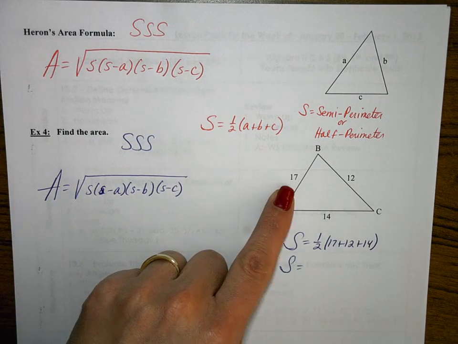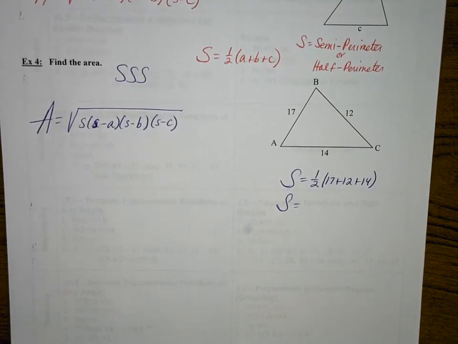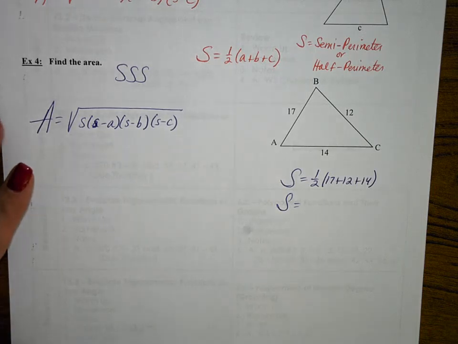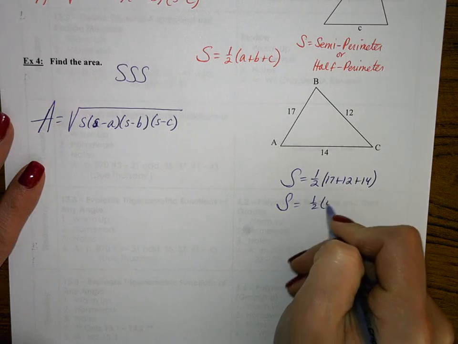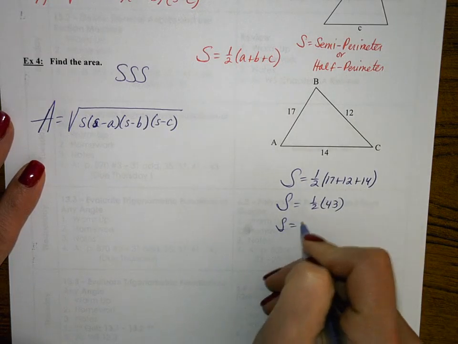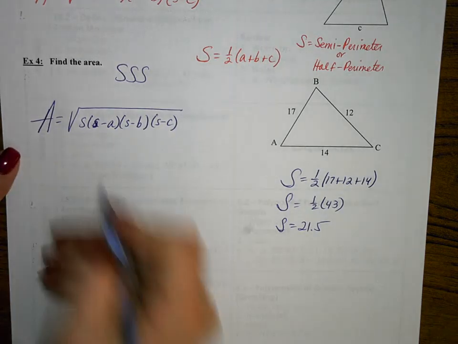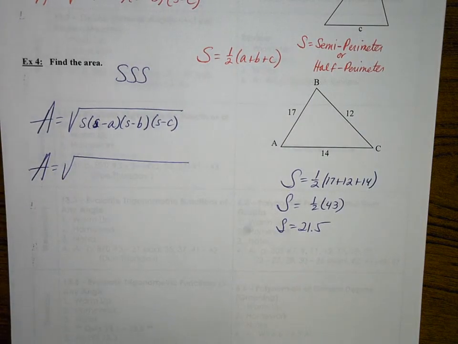All right, so S is equal to, what do we get for that? 1/2 of 17 plus 12 plus 14. 21.5, absolutely. I get 1/2 of 43. So S is 21.5. Typically, I don't like decimals, but with Heron's area formula, it's going to be impossible to avoid them. So, to find the area, I take the big old square root of.